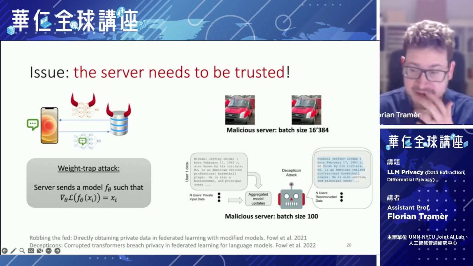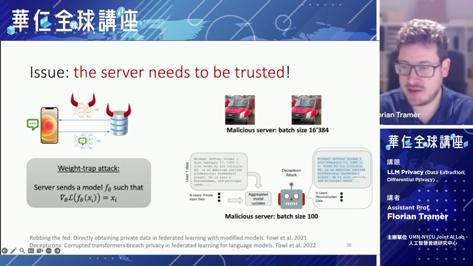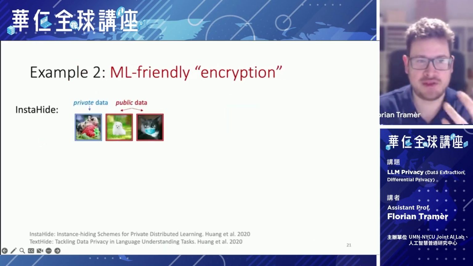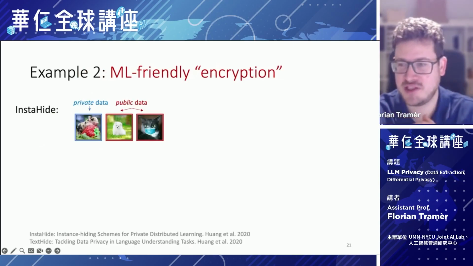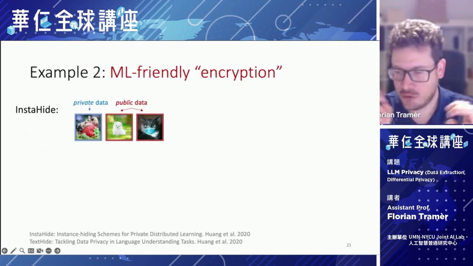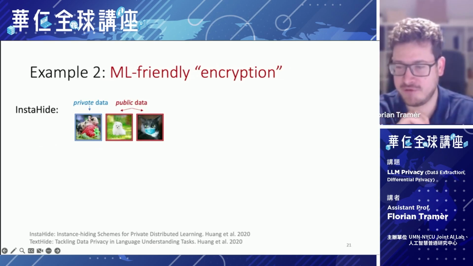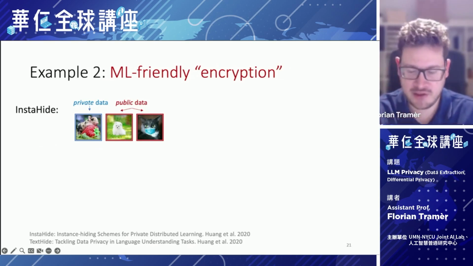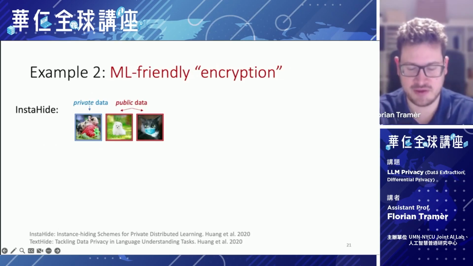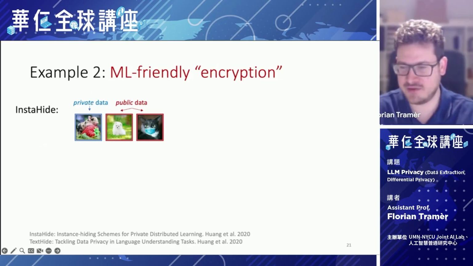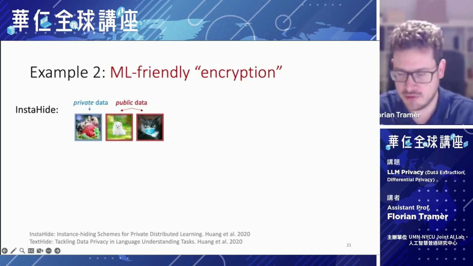So people have then tried other approaches, and one that's also been quite popular for a while, where there are many examples of this paradigm, is to try to build a weak form of encryption that happens to be machine learning friendly. I'm going to give a specific example here. This is from a work called InstaHide that tried to do something like this. It was a neat idea that on paper seemed to be doing something interesting, and then it turned out that it's actually also very much insecure.